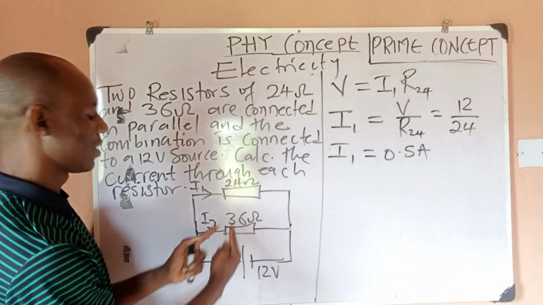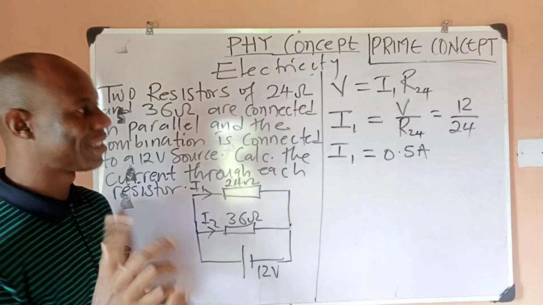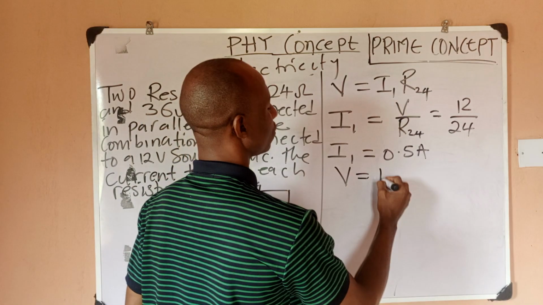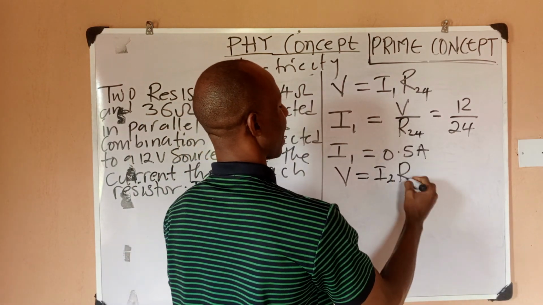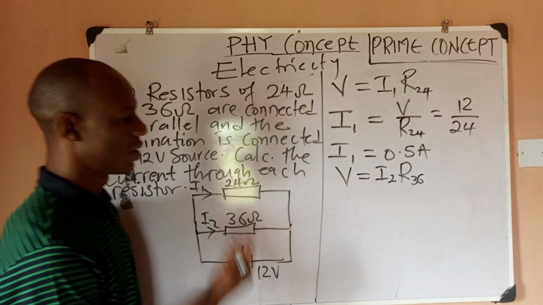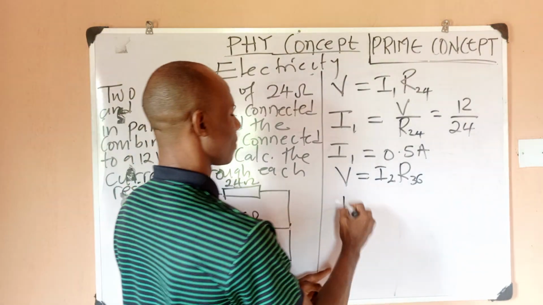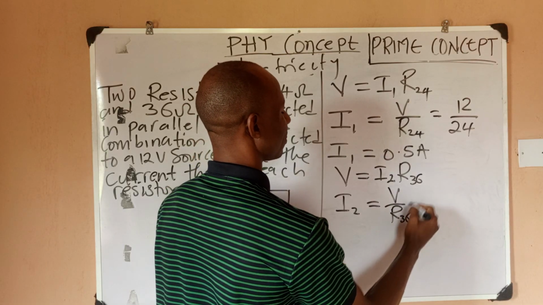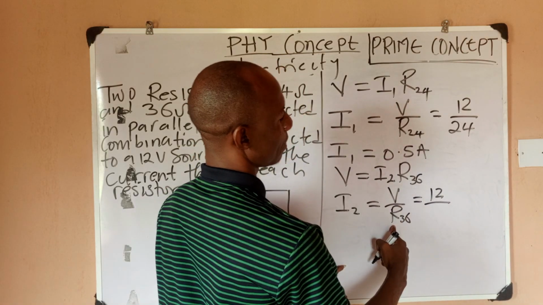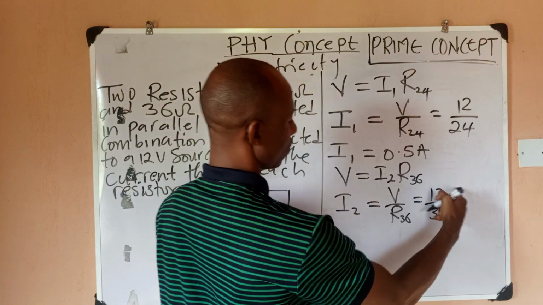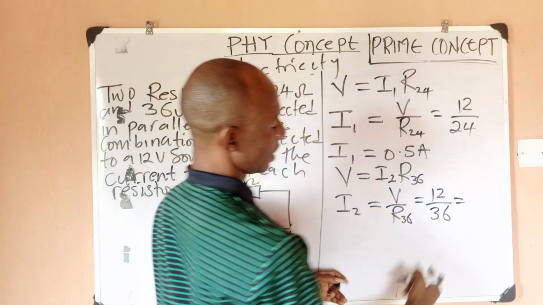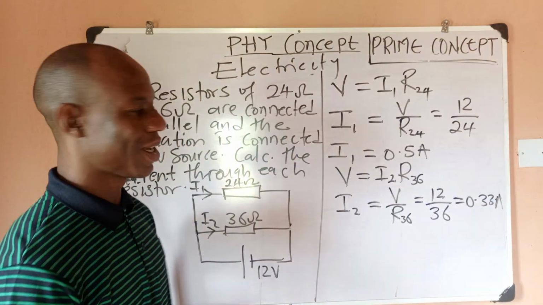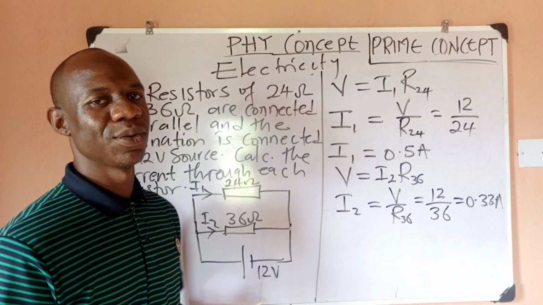The next thing I want to find is the current through 36 ohms. We repeat the same thing, knowing that V, the voltage, is still the same. So V is going to be I2 times R36 ohms. So I2 is going to be V by R36, which is 12 volts by 36 ohms. So when you divide this, it's going to give us 0.33 amperes. So this is our current flowing through each resistor.